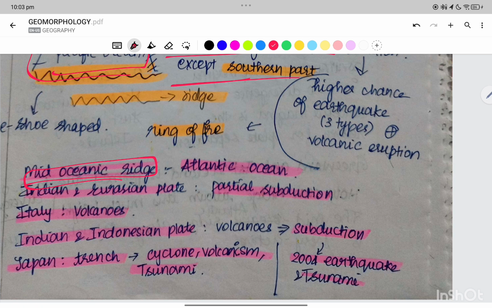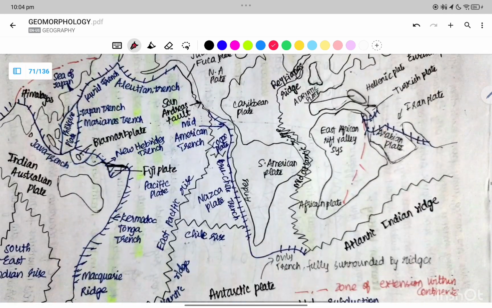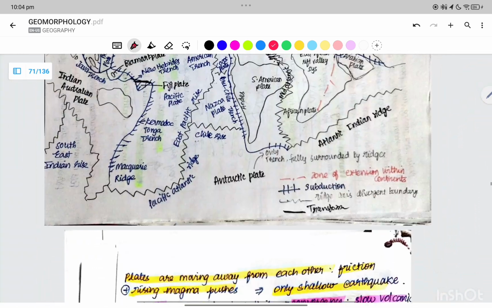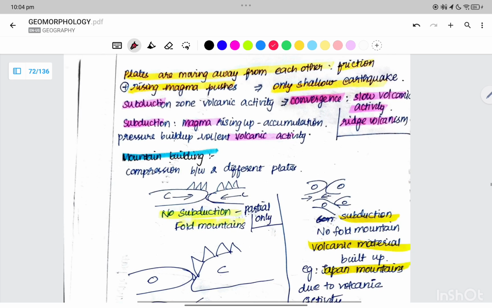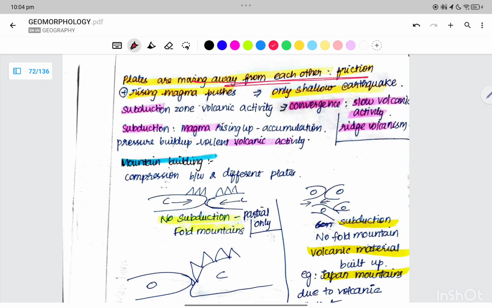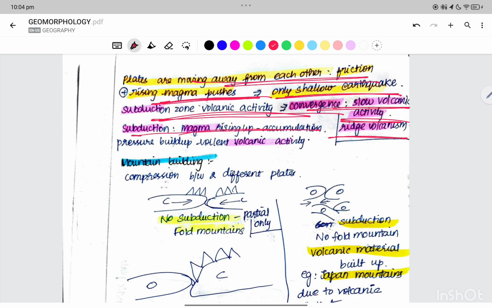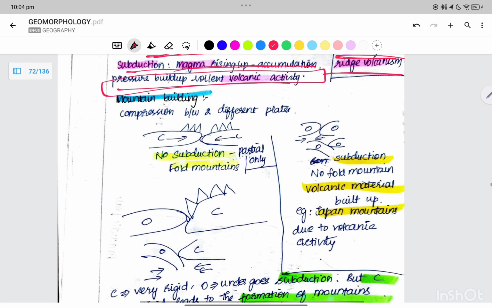Mid-oceanic ridge, right? So in the mid-oceanic ridge, the Atlantic Ocean, Indian and the Eurasian plate, partial subduction, Italy, and then we have the volcanoes, Indian and the Indonesian plate. These are examples, and this is the map. Plates are moving away from each other. We have friction. Rising magma pushes only the shallow earthquakes. Subducting, we will be having the convergence, slow volcanic activity, rich volcanism. Subduction is going to build up the pressure and volcanic activity.